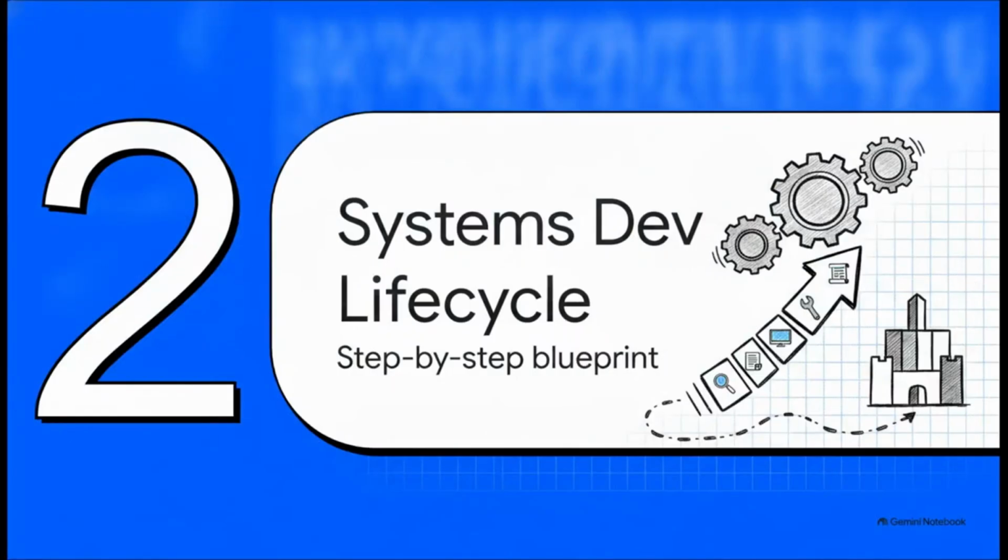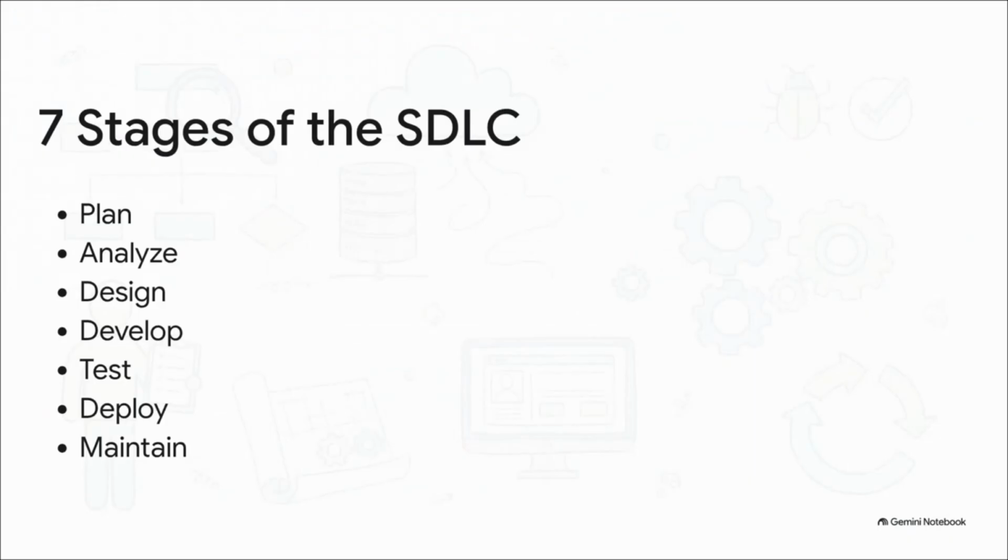Moving right along to section 2, the systems development lifecycle, the step-by-step blueprint. Building a system doesn't just happen overnight. It follows a super strict framework called the Systems Development Lifecycle, or SDLC. This is your classic waterfall model, and you need to memorize these 7 sequential stages.